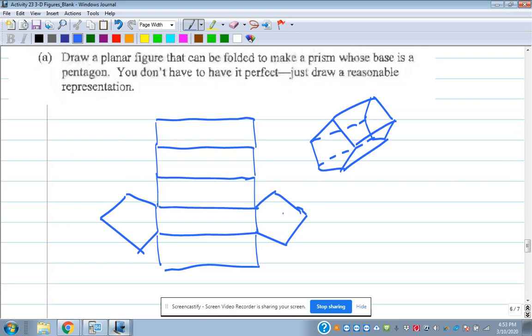Yours doesn't have to be perfect, but it's got to have the basic elements of what we're trying to do here. Got to have the right number of faces. They got to be generally the correct shape. Measurements don't have to be perfect. Okay.